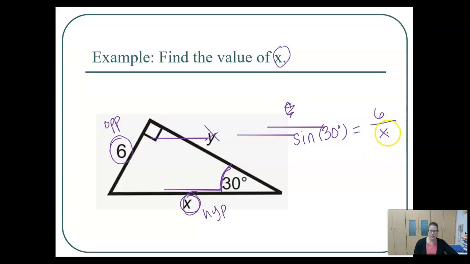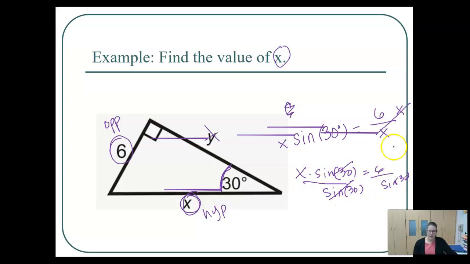Again, x is in the denominator, so to get it up out of the denominator, I need to multiply both sides by x. So x times sine 30 equals 6. And then go ahead and divide both sides by sine 30. To undo x times sine 30, I divide both sides by sine 30. And then in my calculator, I just do 6 divided by sine 30. And that gives me 12. So x is equal to 12.